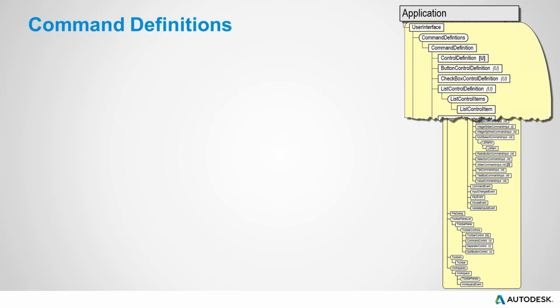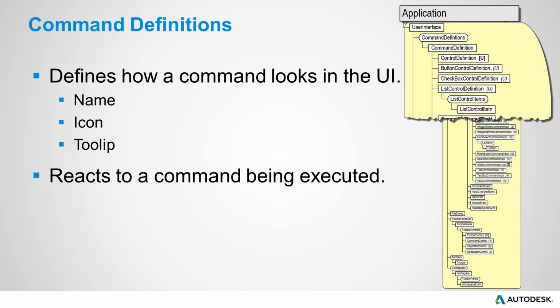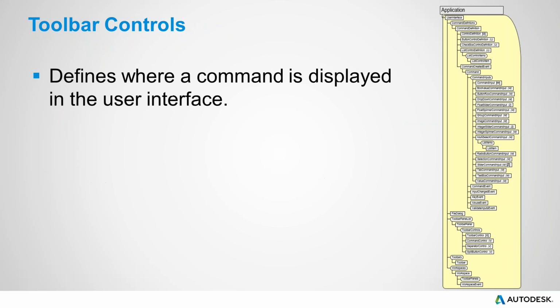So these are control definitions, or button command definitions. Those define what a command looks like in the UI. It's not the behavior of the command, it's just defining how it will look in the UI. And it's not defining where it is in the UI either, just how it will look. So it has things like the name, the icon, the tooltip. And when the command actually gets executed by the user, then this command definition is what reacts to that execution. So the command definition itself isn't directly visible in the UI, and we'll see that in a second.